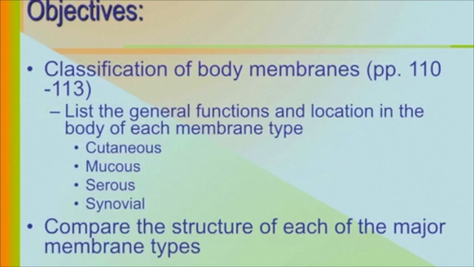After reading this section and completing today's presentation, you should be able to list the general functions and locations of each of the body membrane types. I've gone ahead and listed those body membrane types for you here. They are cutaneous, mucous, serous, and synovial. We'll talk about each one of those in more detail as we move through this presentation. You should also be able to compare the structure of each of the major membrane types.